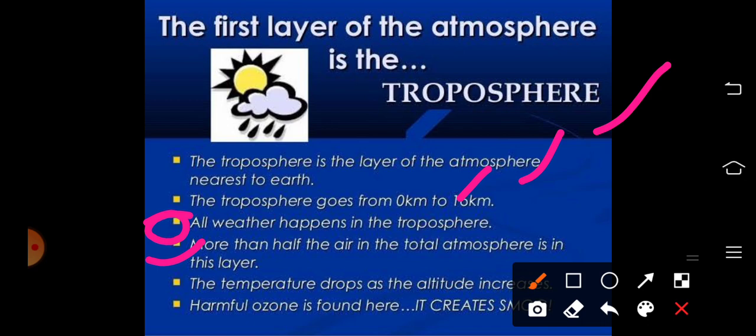Then another important feature of this layer is that the temperature drops as the altitude increases. That means when we travel upwards from the Earth's surface, there is a decline in the temperature.